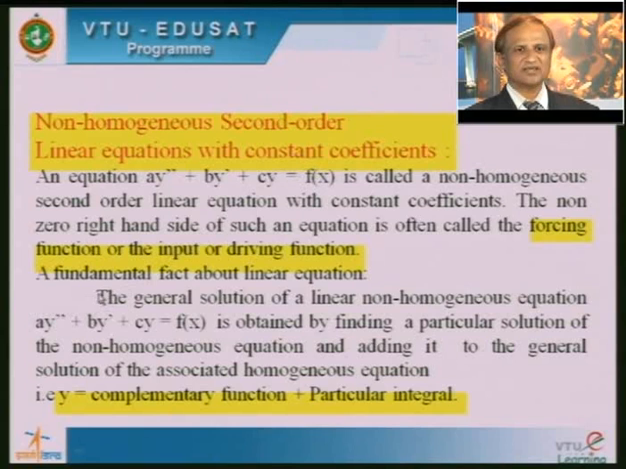Is it clear? Right? The fundamental fact about linear equations is that the general solution of a linear non-homogeneous equation of this type is obtained by finding a particular solution of the non-homogeneous equation and adding it to the general solution of the associated homogeneous equation.